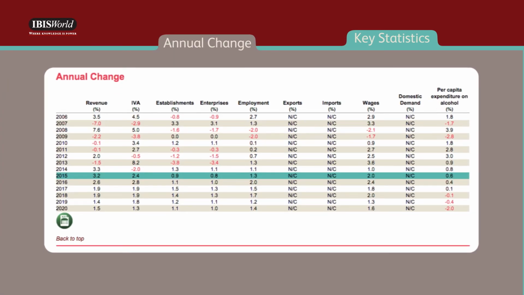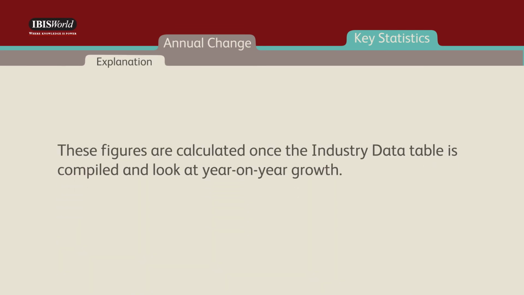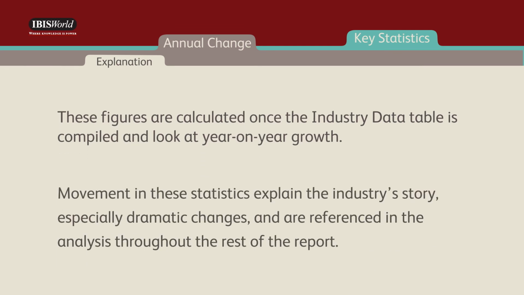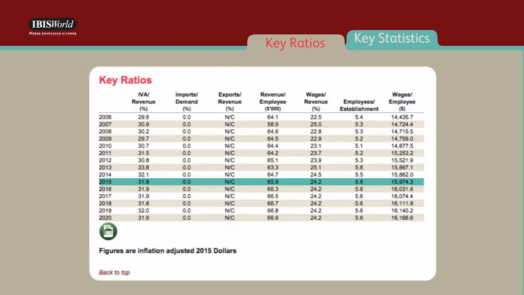This table shows annual growth in statistics using the same metrics covered in the industry data table prior. The annual change table also spans a minimum of 10 years back and 6 years forward. These figures are calculated once the industry data table is compiled and look at year-on-year growth. Movement in these statistics explain the industry story, especially dramatic changes, and are referenced in the analysis throughout the rest of the report. The key ratios table is also calculated from the industry data table and is used to add more context regarding the industry's position within the economy.